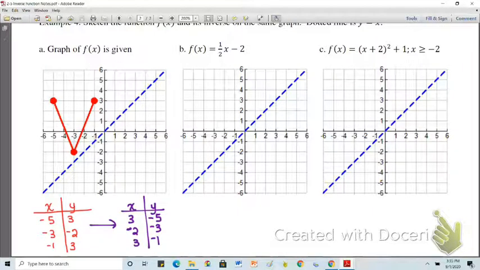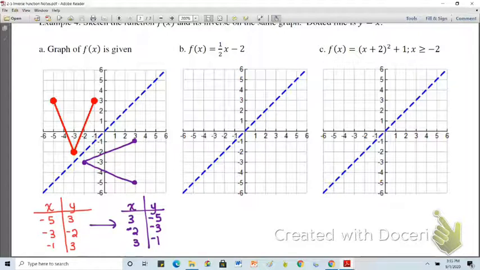And then I graph these points. So I'm graphing the point 3, -5. I'm graphing the point -2, -3. And graphing the point 3, -1. And if I were to fold that graph in half on that blue dotted line, my graphs would match up exactly.